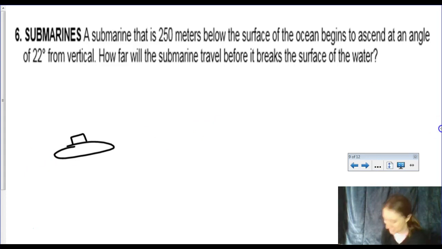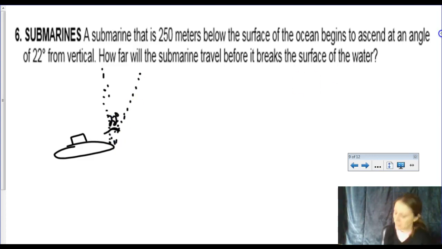Alright, so he's going to be traveling at a 22 degree angle from vertical. If he was going to travel straight up, that would be vertical. But he's not. He's traveling like this. So this angle right here is 22 degrees.